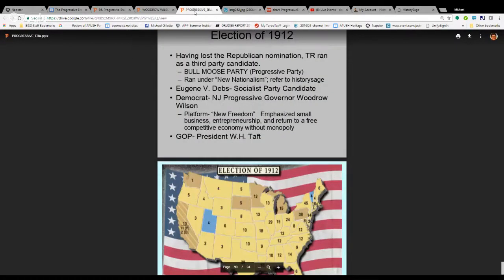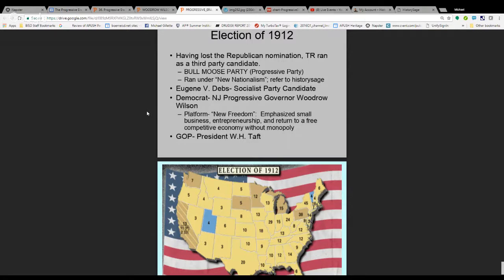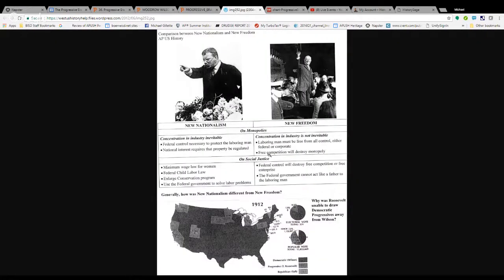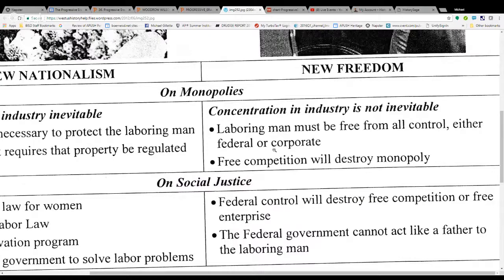But he's taking on a progressive governor from New Jersey, Woodrow Wilson. Woodrow Wilson is running on a platform called New Freedom. And New Freedom emphasized small business, entrepreneurship, and a return to a free, competitive economy without monopolies. So when you look at what New Freedom means, in using the word freedom, he's basically saying that the monopolies have taken freedom out of the economy. There is no more freedom. There's no freedom to start a business. It's hard to get started on the ground floor. It's hard to be an entrepreneur because the monopolies have all the power in the country.